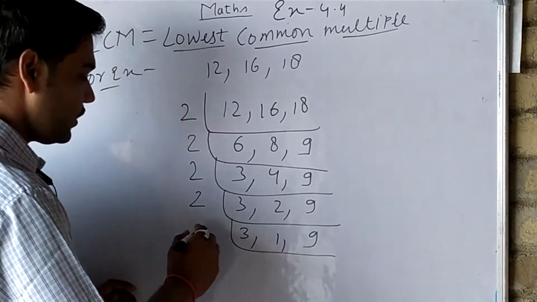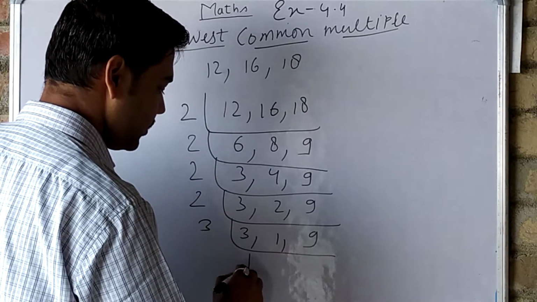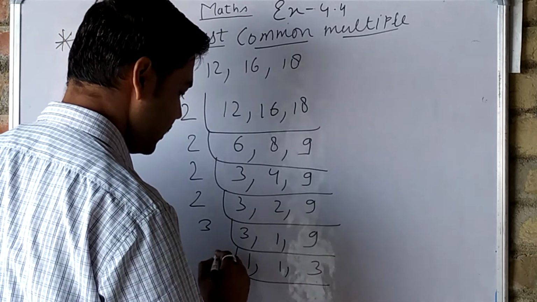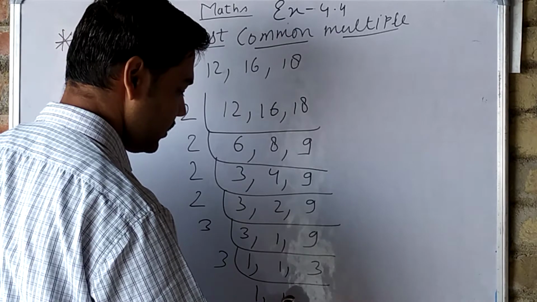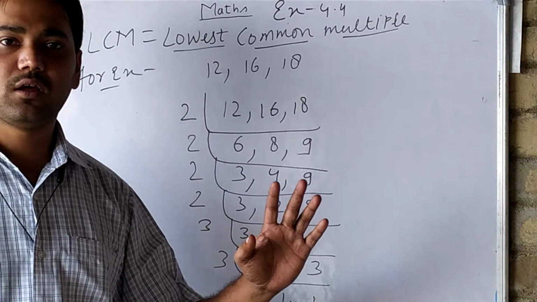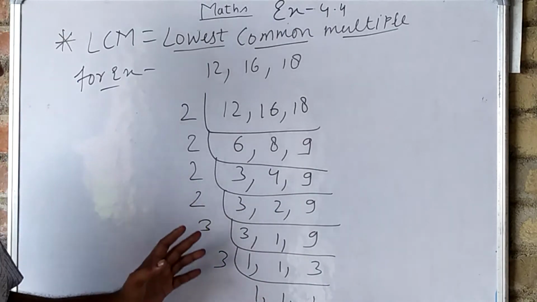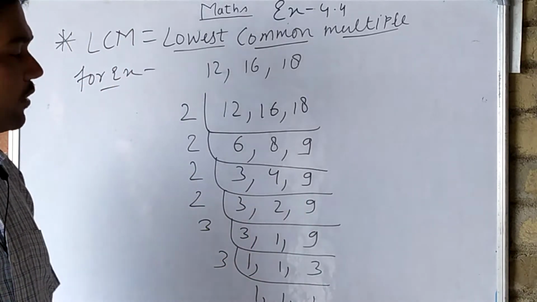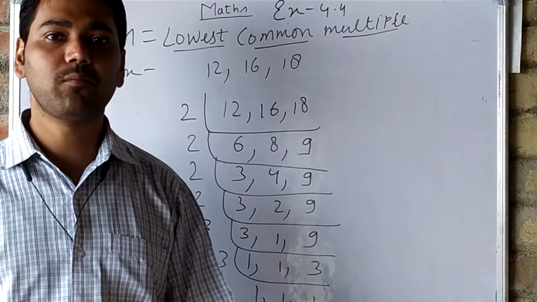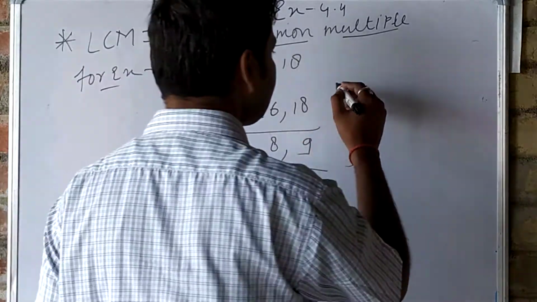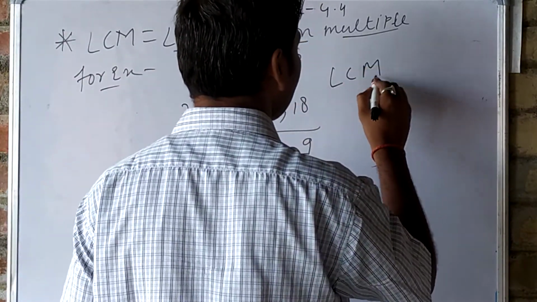So which number will we use? 3. 3 1s are 3, 3 3s are 9. Again by 3, 1, 1 and 1. At last we will have 1, 1, 1. Then we will say that the work of prime factorization of the numbers is now completed. So in LCM, what will we do?